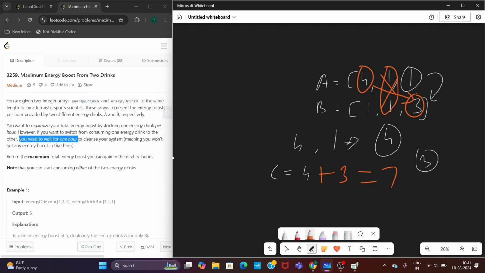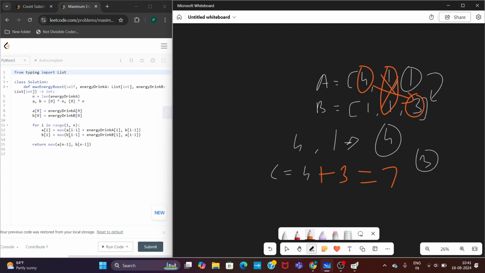So basically, let's see my code over here. I have initialized A and B as lists, an empty list of 0s, and its length will be n over here. N is basically the length of energy drinks. Both are having the same length, okay?